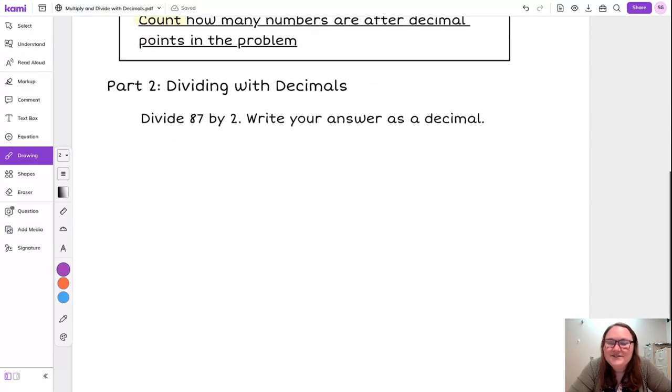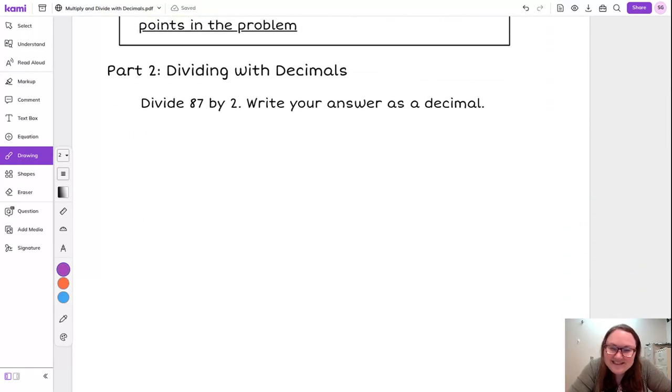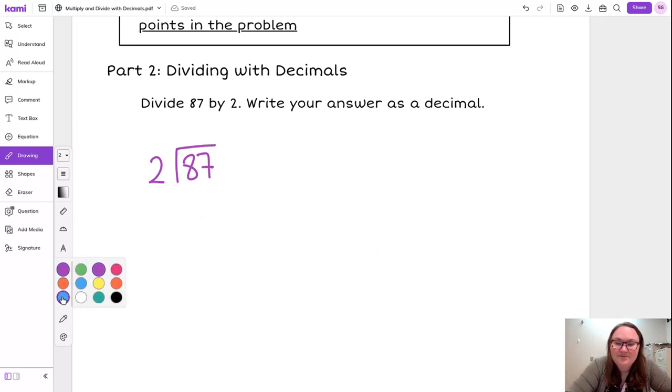The other thing we're going to do in today's lesson is dividing with decimals, and similarly, this is going to be really similar to some math we did back in Unit 2 when we talked about multiplying and dividing. So for this problem, we want to divide 87 by 2. So I've got my long division set up. But the difference here is before we would write our answer as a remainder, here we are going to write it as a decimal.